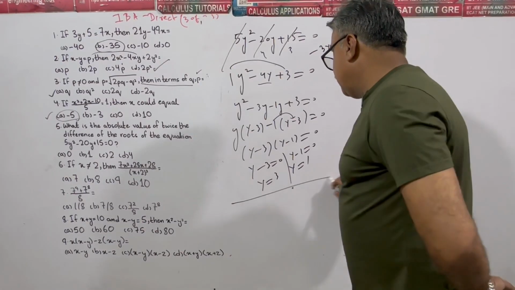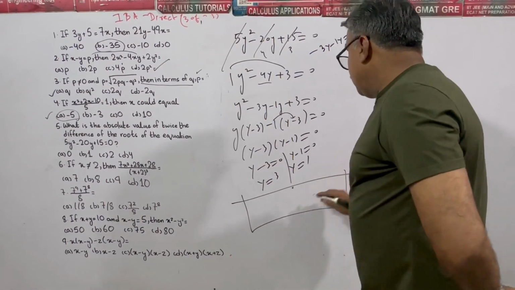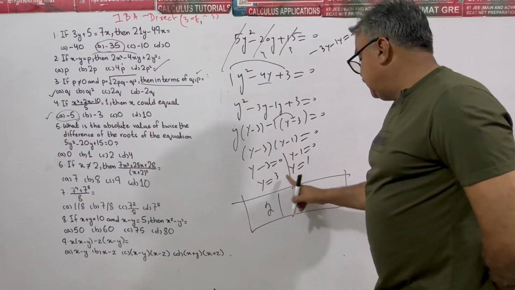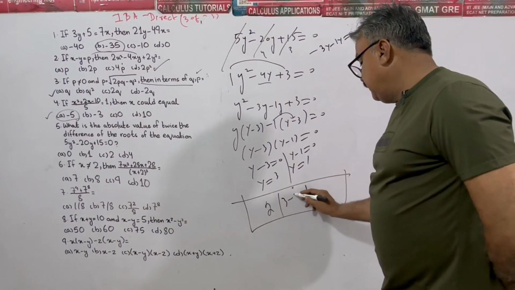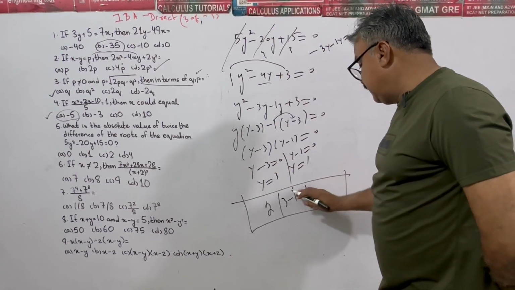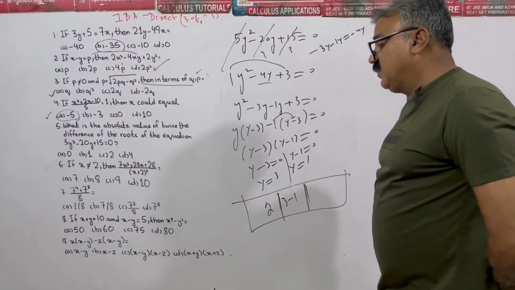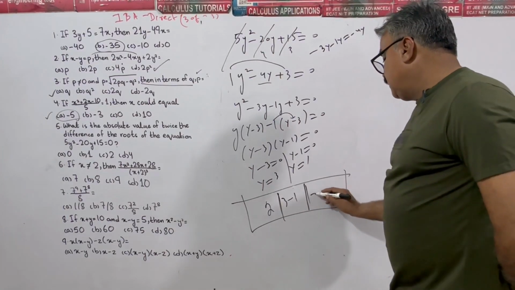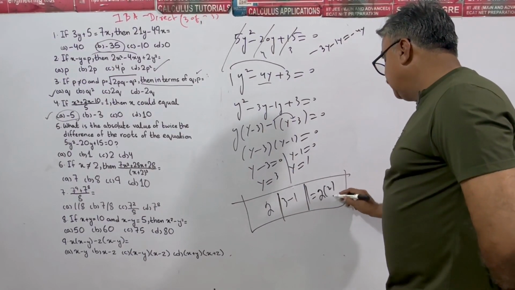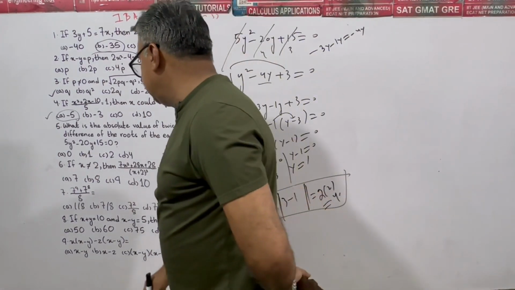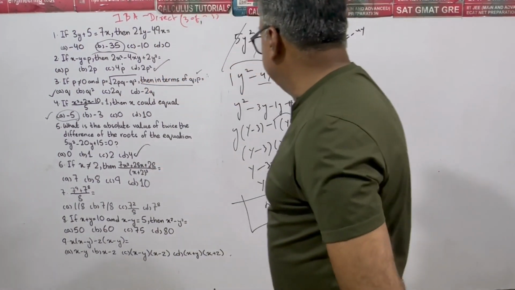Now we are asked to find twice their absolute difference. What is the difference of these two? 3 minus 1. Absolute difference means we have to turn negative into positive. This is modulus, absolute value means positive. 2 times 2 is 4. 4 is our right option in that case.